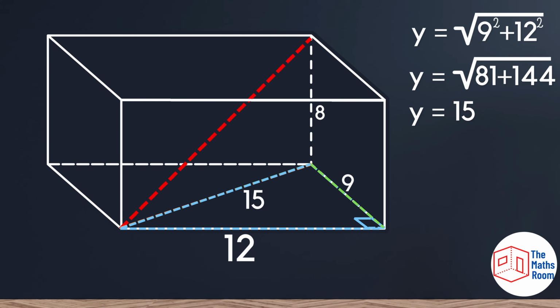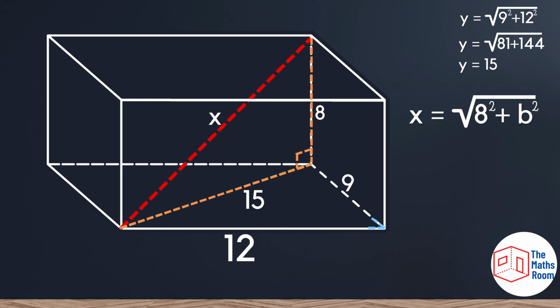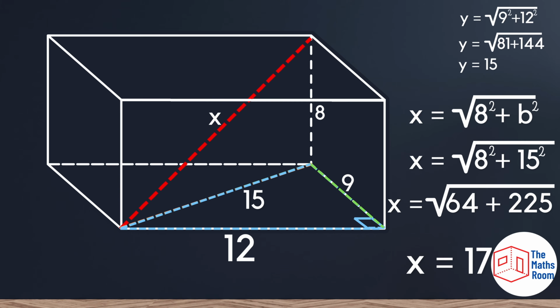Now that we have 15 in the base of our orange triangle, we can return to the original formula. Inserting this as our missing value, we can square 8, square 15, and add them together. Square rooting this answer will solve the problem and give us the missing value of x.